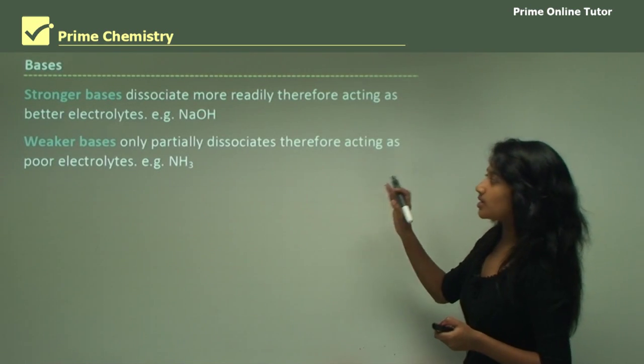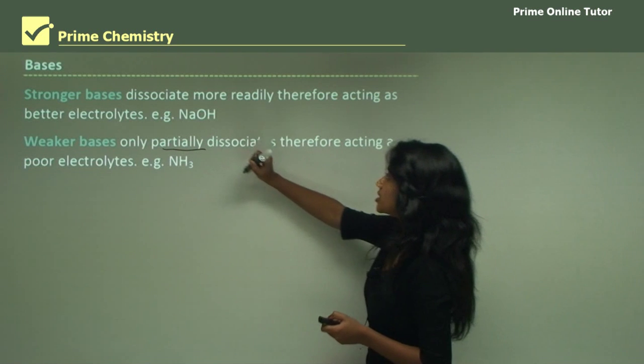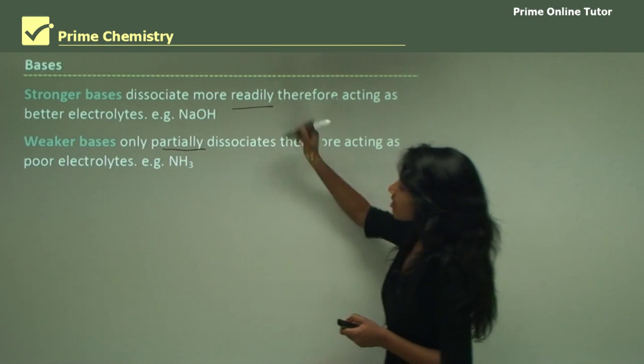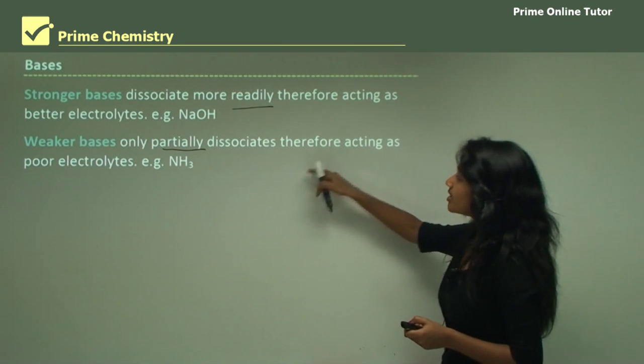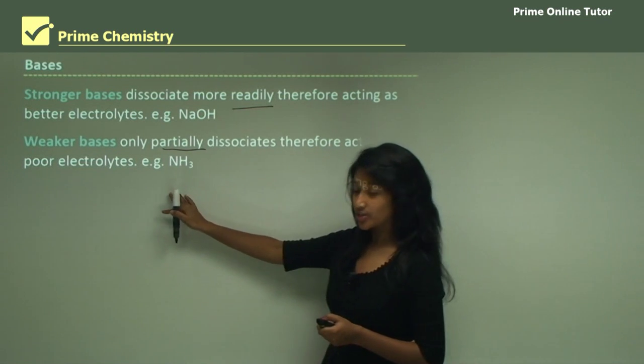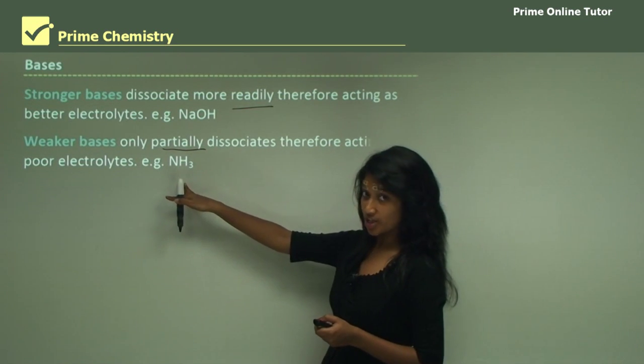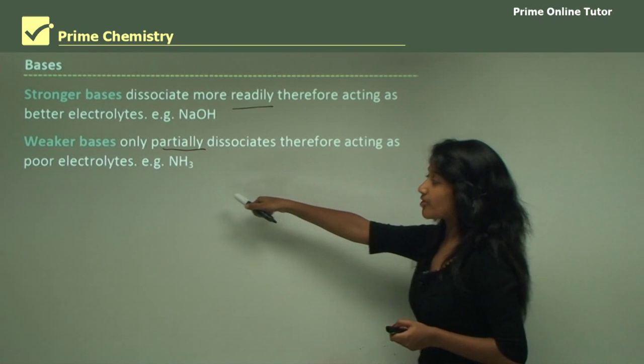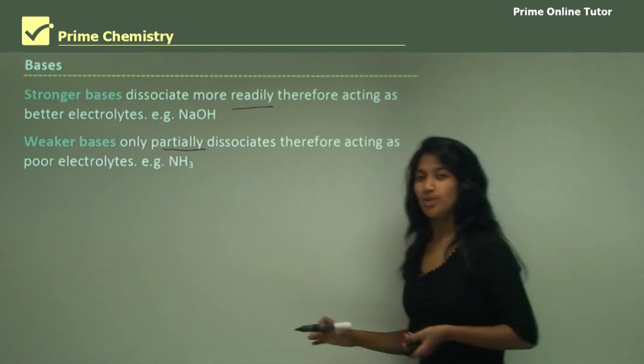Now weak bases only partially dissociate. So clearly, partially dissociating, they act as poor electrolytes because there's not going to be enough charged particles. For example, we take ammonia as a weak base.